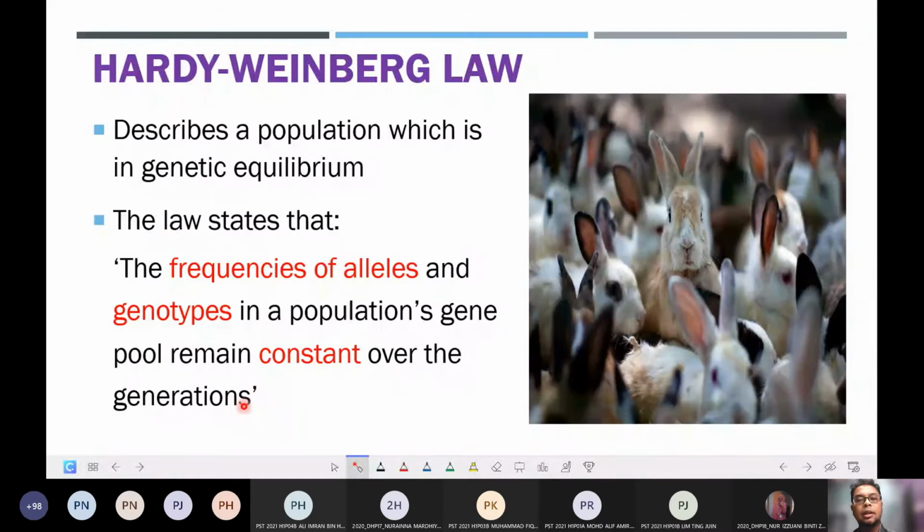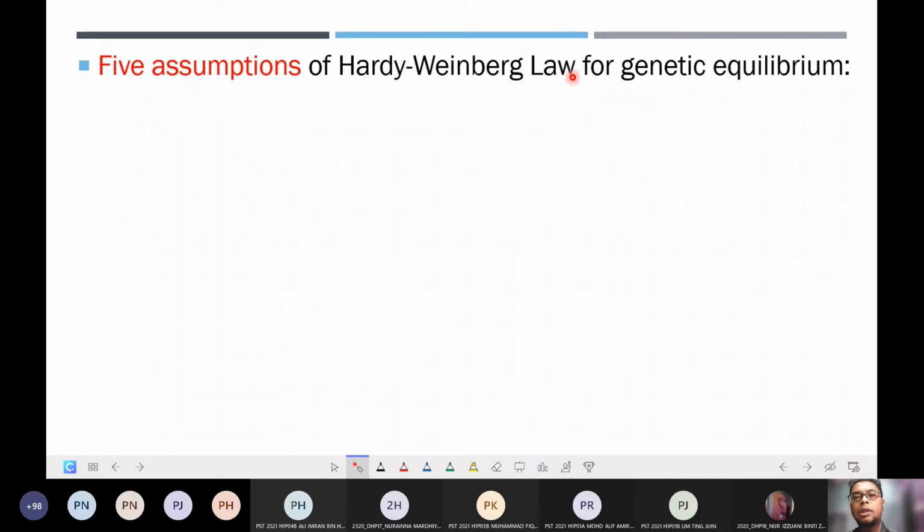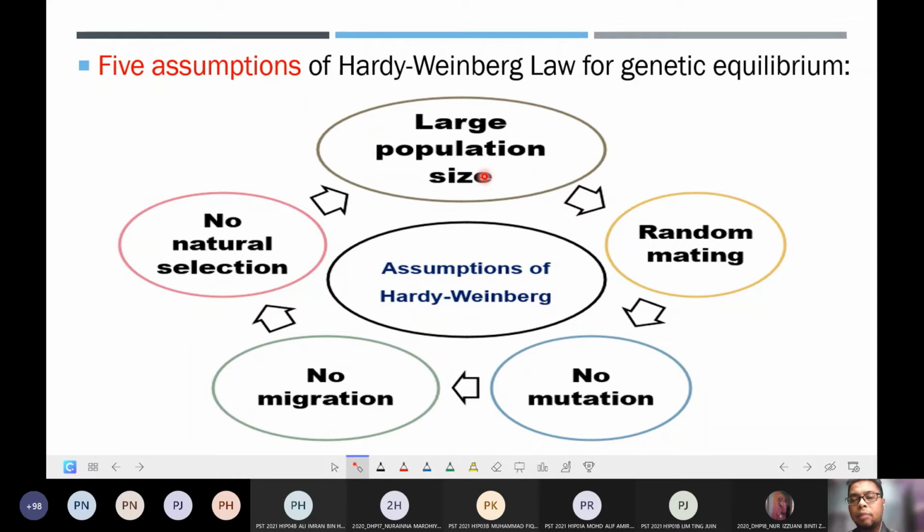over the generation. Okay, in order for this law of Hardy-Weinberg to be applied, there will be these 5 assumptions. They say that the size of the population must be large. The second assumption of Hardy-Weinberg will be random mating, in which all the individuals of the population can have equal chance to mate with each other. Assumption number 3 will be no mutation. So in the population that we are focusing on, there should be no mutation occurring whatsoever.